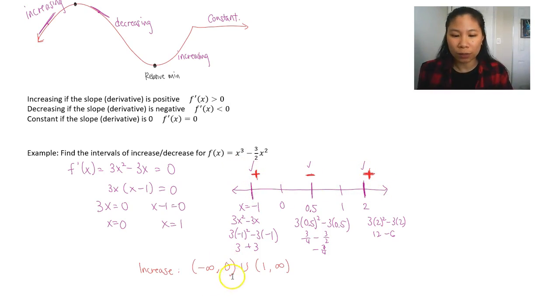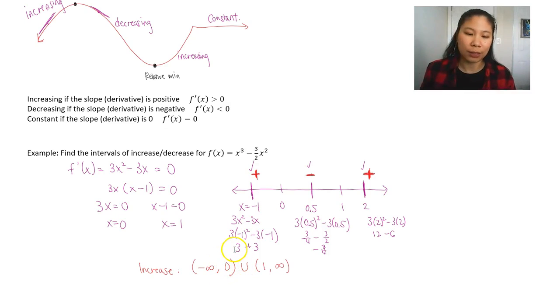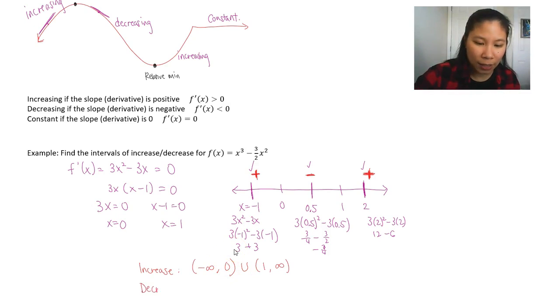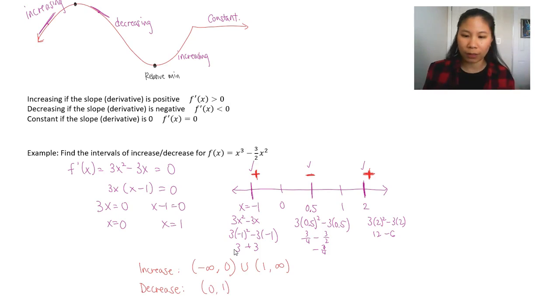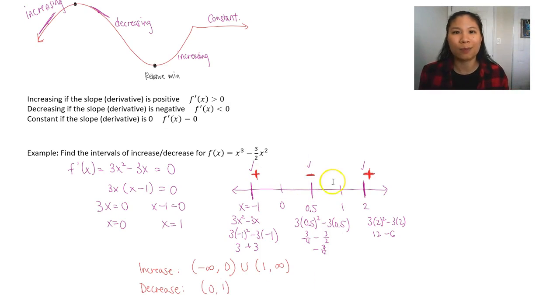We want to make sure we're using regular parentheses for those numbers though, because remember at 0 and 1, that's where it's constant. That's where the derivative is equal to 0, because that's where it changes directions. Those are our critical points. So they don't actually get included in the part where we're saying it's increasing or decreasing. So whenever you're listing out your intervals of increase or decrease, the critical points always get a regular parentheses. And then lastly, our interval of decrease is going to be from 0 to 1. Everything in between our 2 critical points. And that's it.